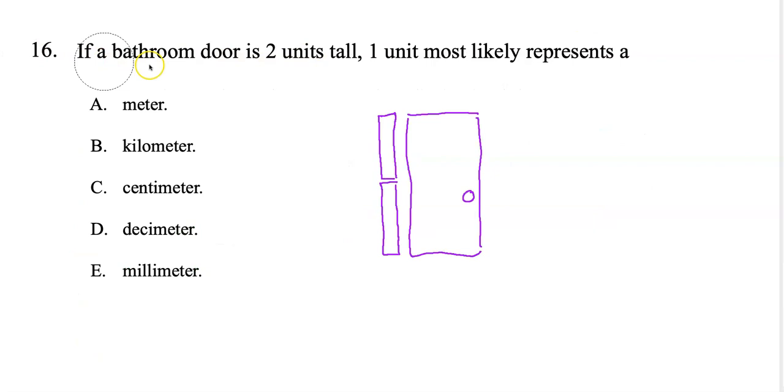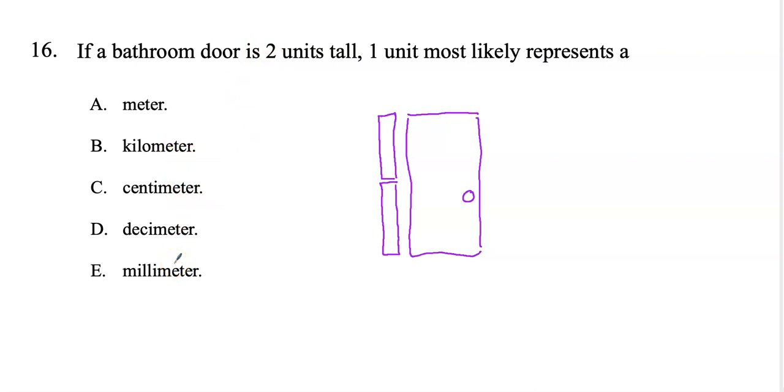Question 16. If a bathroom door is 2 units tall, 1 unit most likely represents a meter, kilometer, centimeter, decimeter, or millimeter. It's basically asking this. If you were to measure a bathroom door, would it make most sense in the real world to say the door is 2 meters tall, 2 kilometers tall, 2 centimeters tall, 2 decimeters, or 2 millimeters?